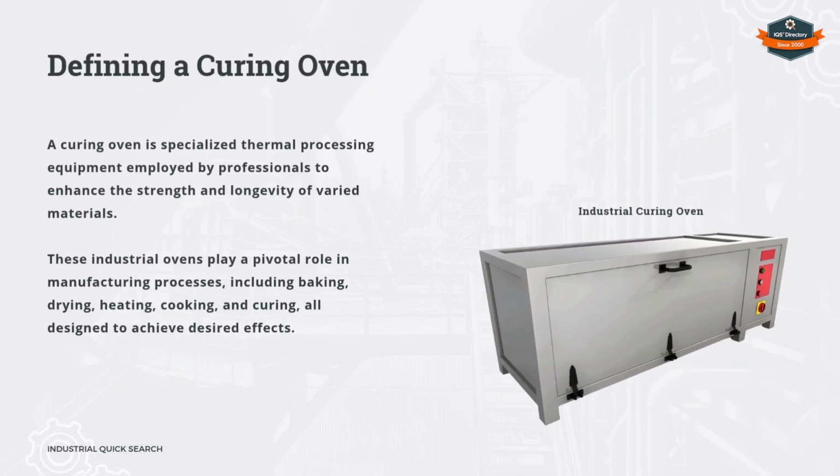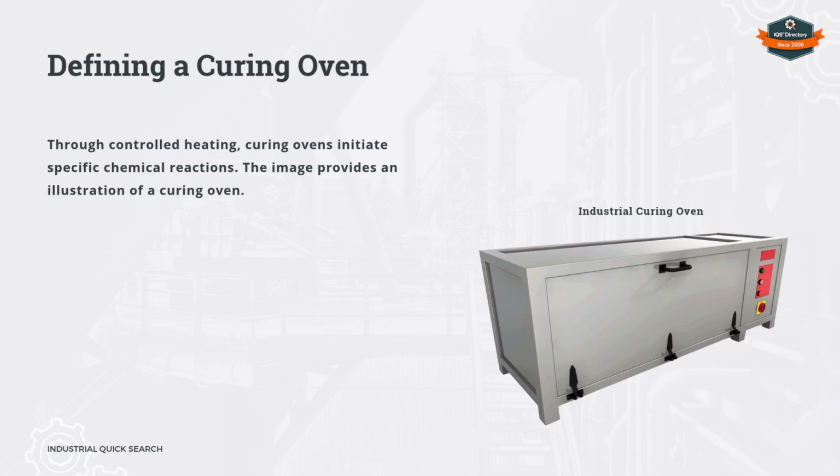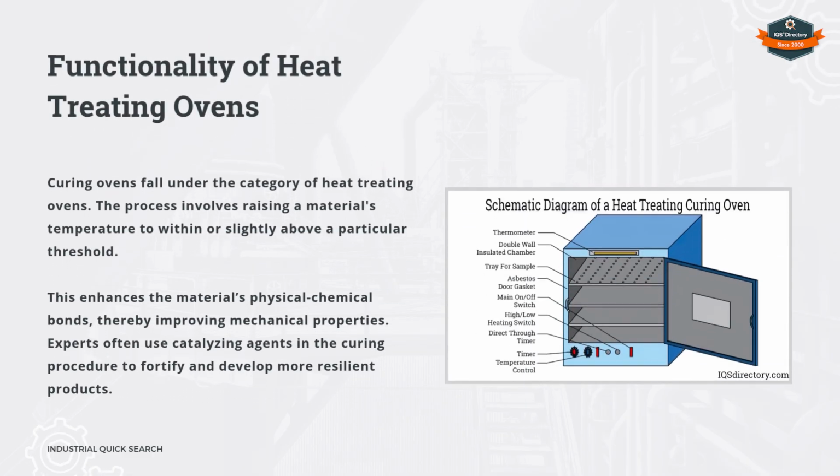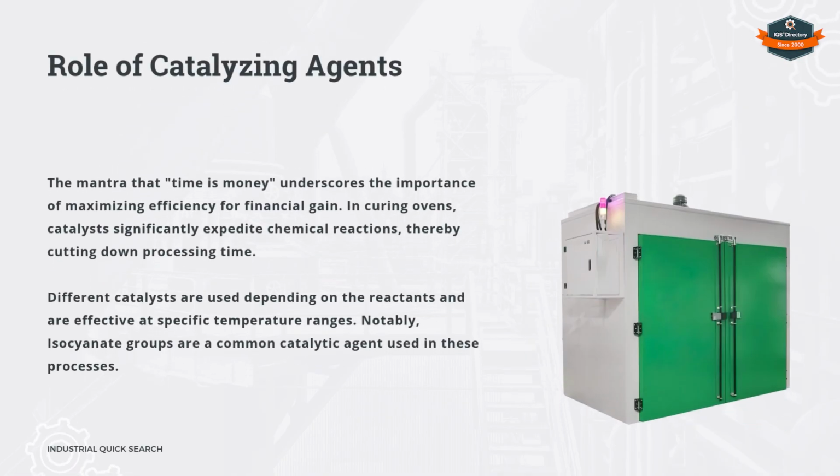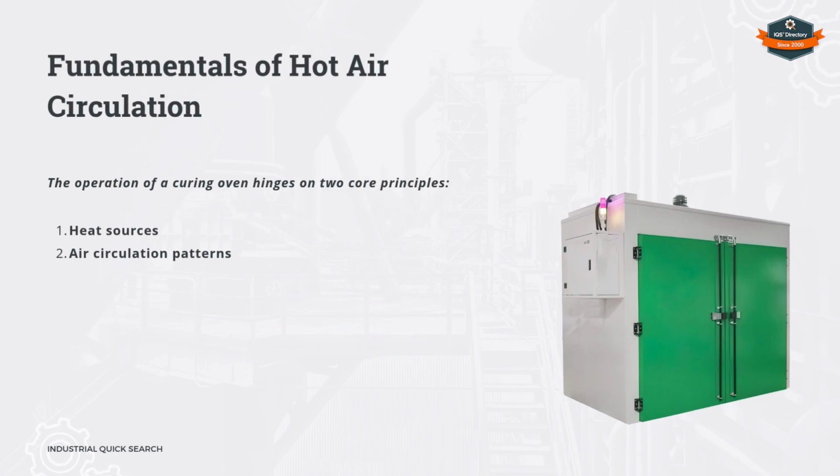Defining a curing oven. Functionality of heat treating ovens. Role of catalyzing agents. Fundamentals of hot air circulation. The operation of a curing oven hinges on two core principles.